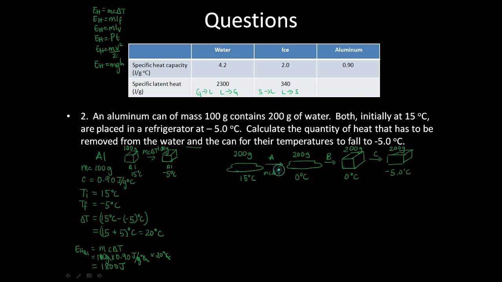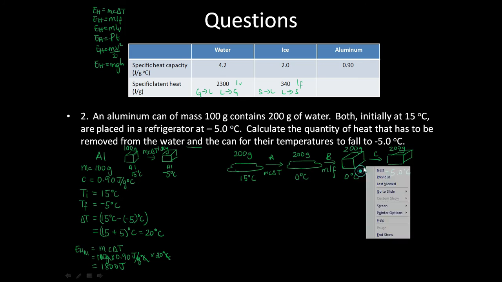Whenever there is no change in temperature, you're definitely going to use a specific latent heat equation. So it's either going to be fusion or vaporization. Because we're going from liquid to solid here, we're going to use latent heat of fusion. So this is fusion right here, and this is vaporization right here. So we're going to do MLF. And then now we have a temperature change of 0 to -5. And since that's a temperature change, you're just going to use MCΔT.